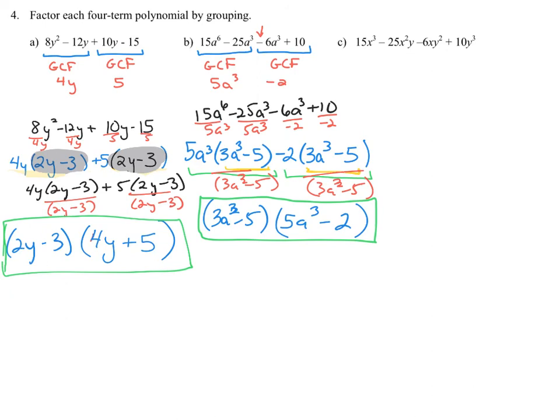For example C, we have the polynomial 15x to the 3rd minus 25x squared y minus 6xy squared plus 10y cubed. Looking at factoring by using the grouping method, splitting that up into two groups, the greatest common factor for the first group of 15x cubed minus 25x squared y is 5x squared. And the GCF of the second group, negative 6xy squared plus 10y cubed, is going to be a negative 2y squared. And the reason why we use a negative there is because the coefficient of the third term is negative.